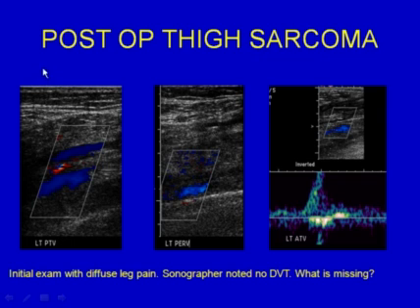What about this patient? Here is a patient who had a thigh sarcoma, so he's got a cancer and he's at high risk. And when we did the initial study, the patient had diffuse leg pain and the sonographer reported this as negative. So what's missing in this exam? And that's sometimes the hardest thing to recognize. And you can see here the posterior tibial vein has 2 vessels. The peroneal vein has a little color flow here, and the anterior tibial vein you can see flow and a spectral tracing from something up here.